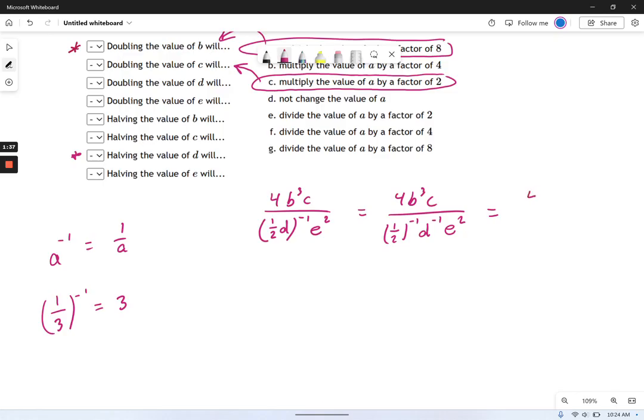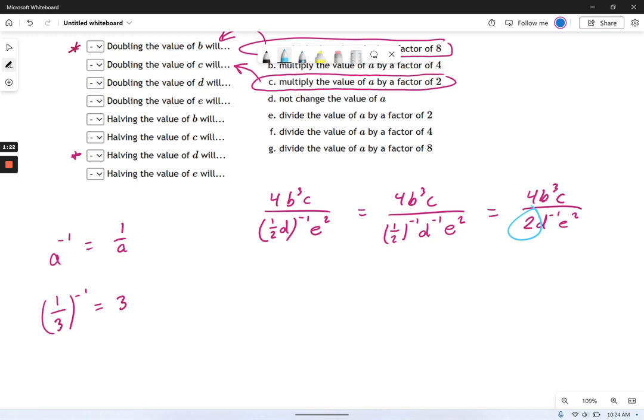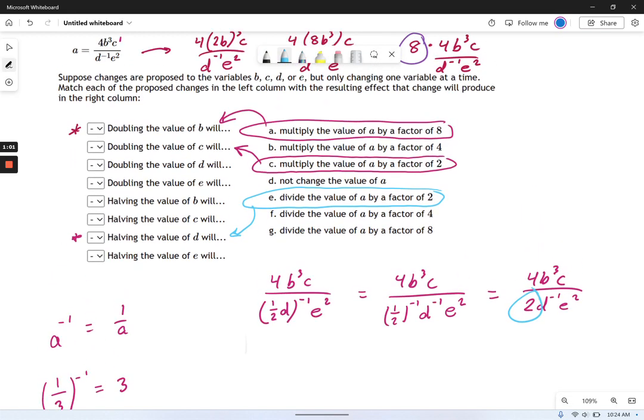So what this turns into is 4b cubed c over 2d to the negative 1 e squared. Now before you say, aha, that's it, I must have doubled my problem, look at where that 2 is located. It's on the bottom, which means you really just cut this fraction in half. Okay, so halving the value of d had the effect of dividing the whole thing by a factor of 2. So be careful whether the variables are on top or bottom, and pay close attention to what the exponent is on them. That's going to tell you what the effect is on the total equation.